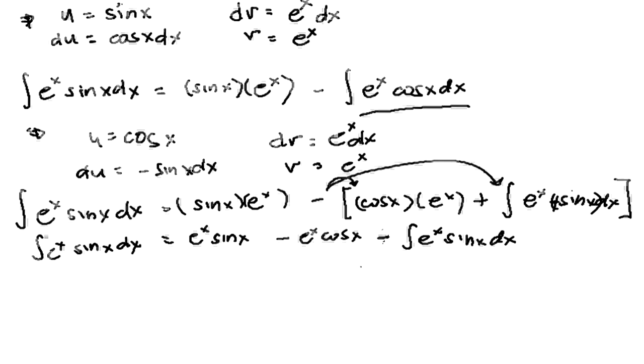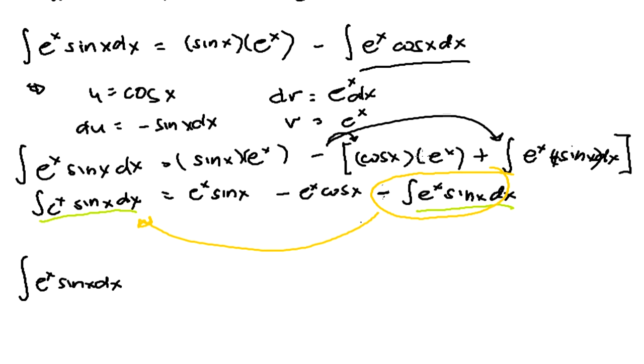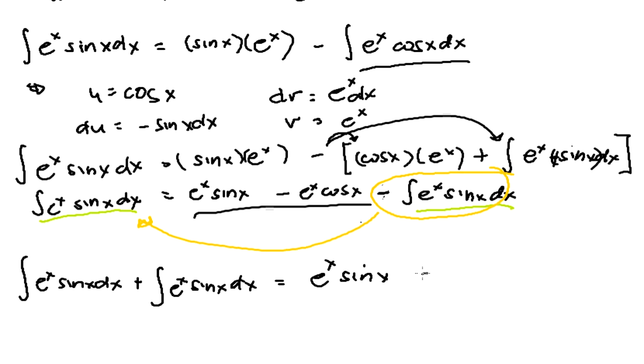As you can see here, our original integral of e to the x sine x dx is also equal to this part, e to the x sine x dx. Let's try to move this part to the left side of our equation. So we have the integral of e to the x sine x dx, then this will become positive, so we have positive integral of e to the x sine x dx, which is equal to this term: e to the x sine x minus e to the x cosine x.